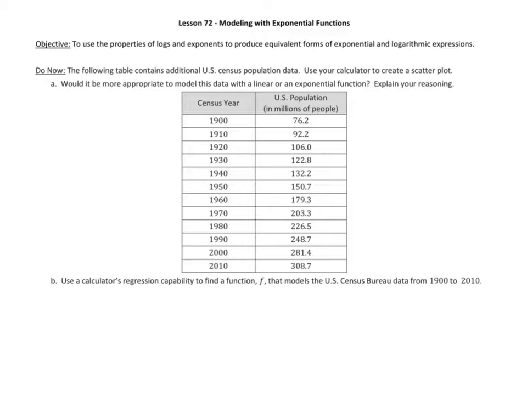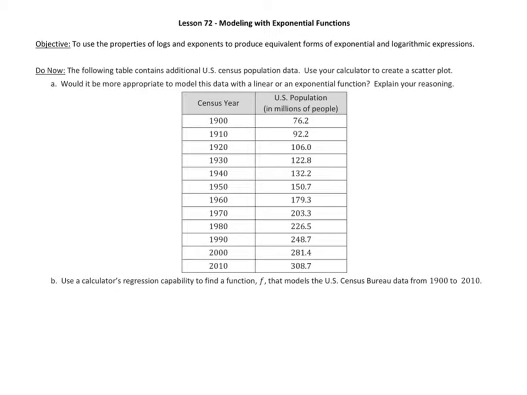The first question says, the following table contains additional U.S. Census population data. Use your calculator to create a scatter plot. And they ask you, would it be appropriate to model this data with a linear or an exponential function? Explain your reasoning.